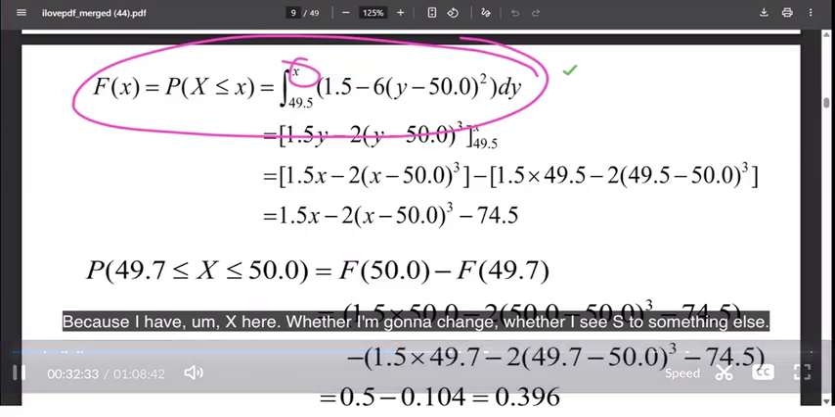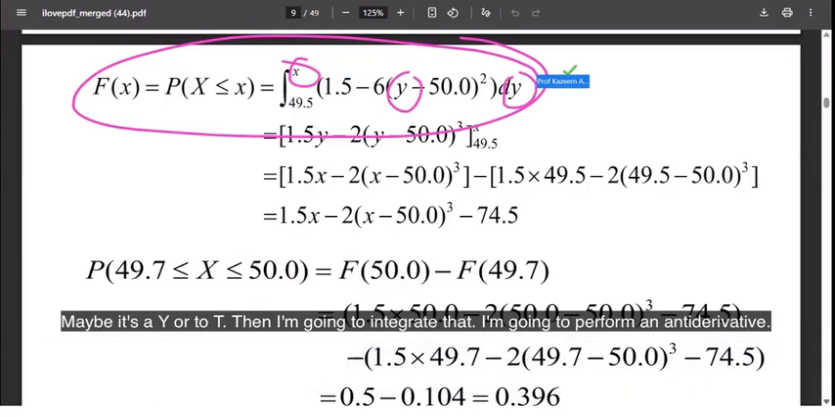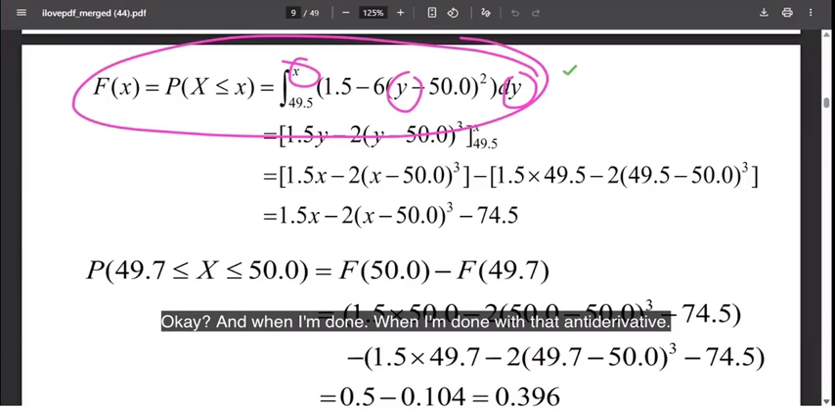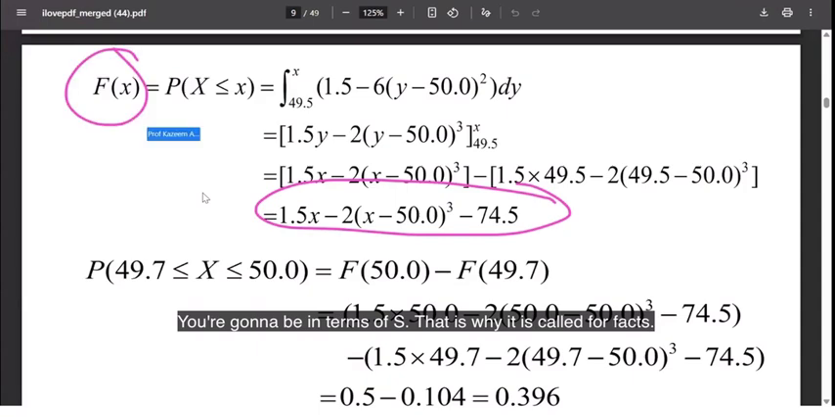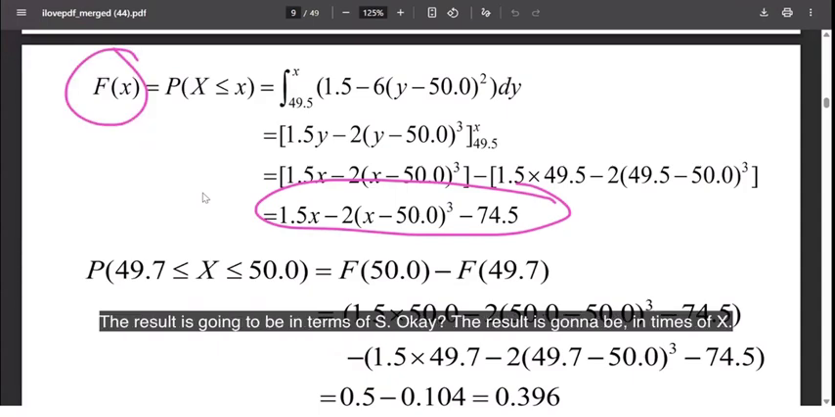Because I have x here, wherever I see x, I'm going to change it to something else, maybe y or t. Then I'm going to integrate that. I'm going to perform an antiderivative. And when I'm done with that antiderivative, then I'm going to plug in x and plug in 49.5. At the end of the day, you're going to get your result. It's going to be in terms of x. That is why it is called F of x. The result is going to be in terms of x.